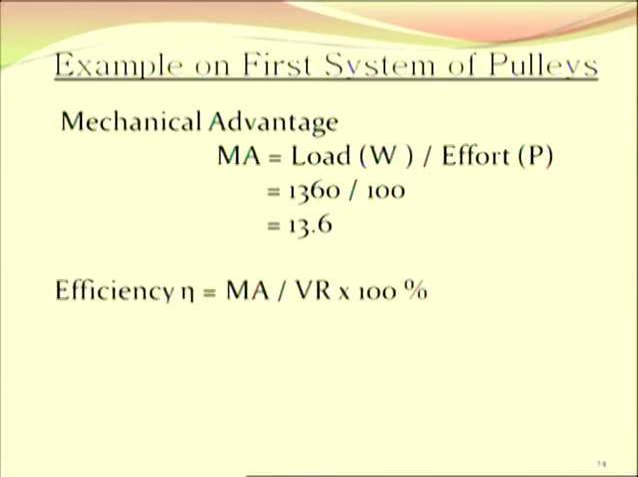Now efficiency is nothing but the ratio of mechanical advantage and velocity ratio. So efficiency eta is equal to MA upon VR into 100. Putting the value of mechanical advantage from here, that is 13.6, and velocity ratio which was calculated earlier, that is 16, we get an efficiency of 85%.